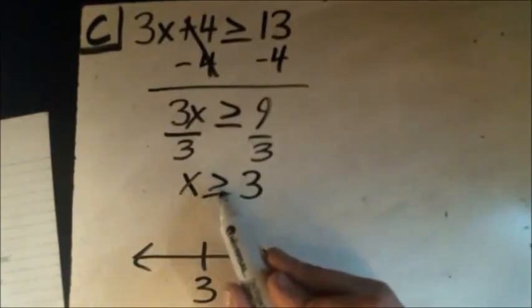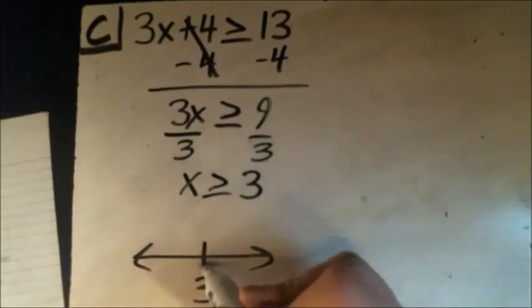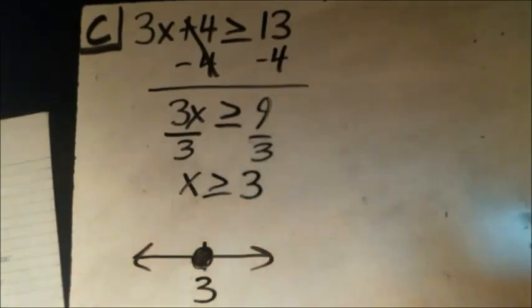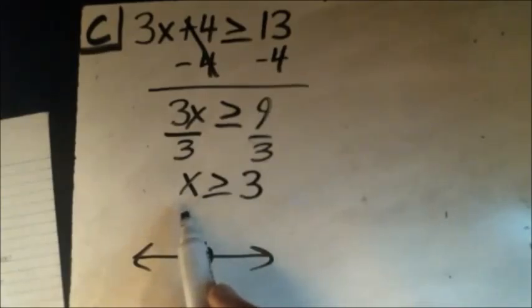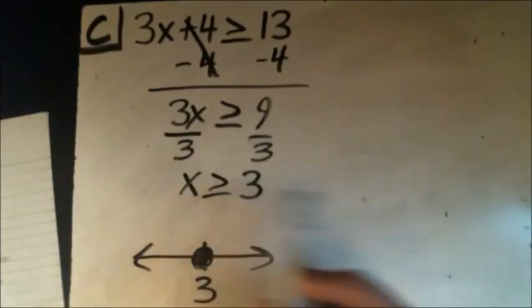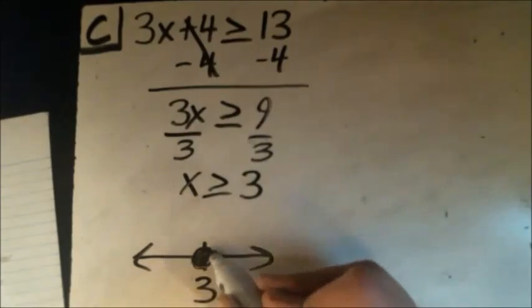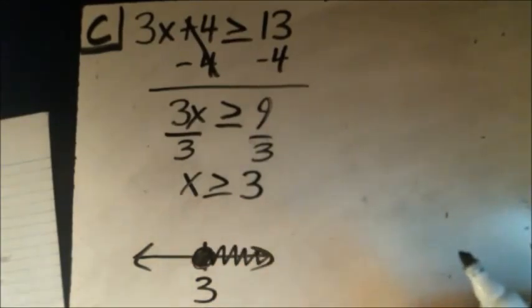Seeing that it's a greater than or equal to sign, that means I want to use a closed circle. And my variable is on the left, so I can use my arrow trick. My arrow is right now pointing towards the right, so I want to shade towards the right.